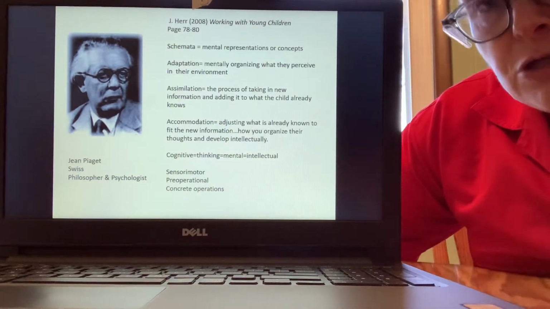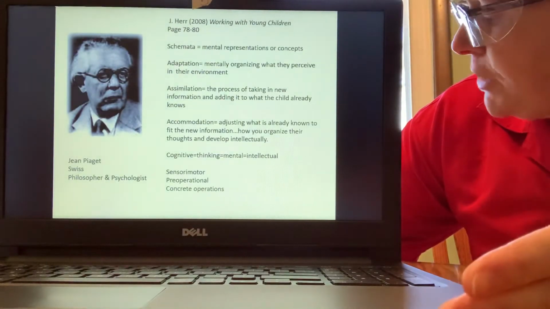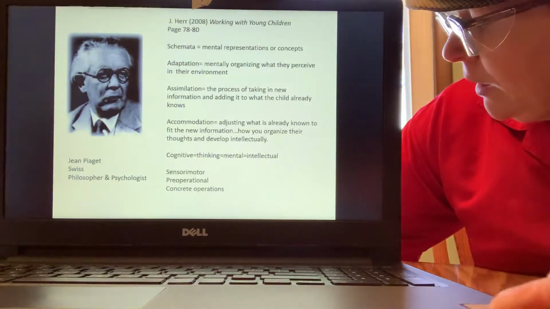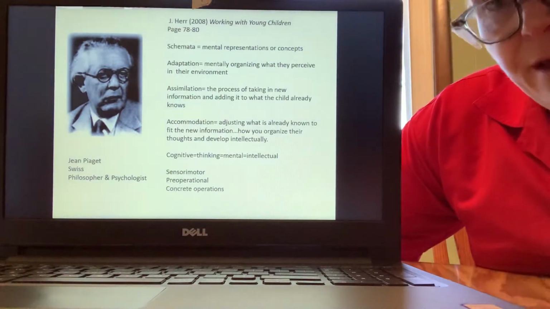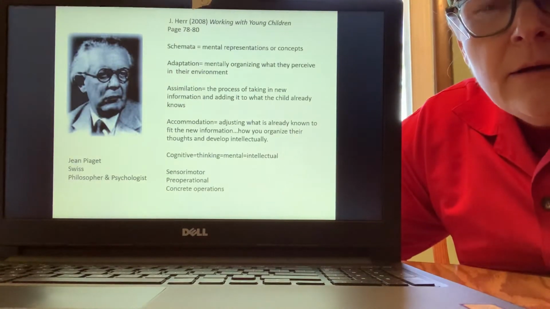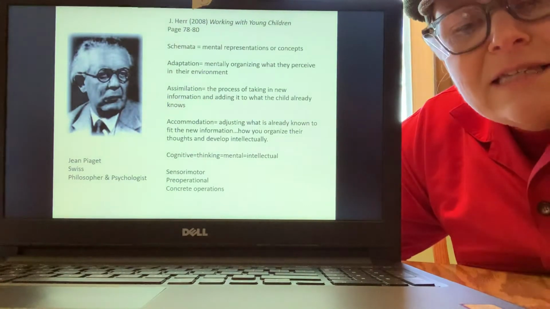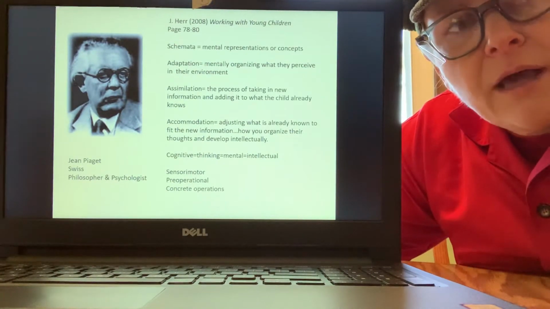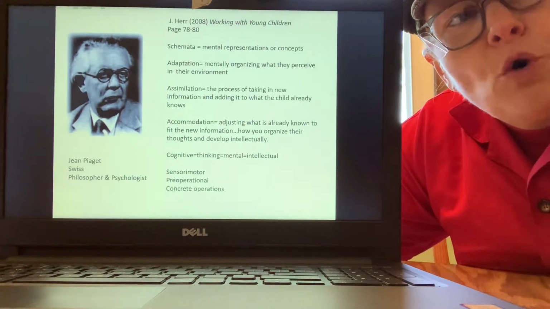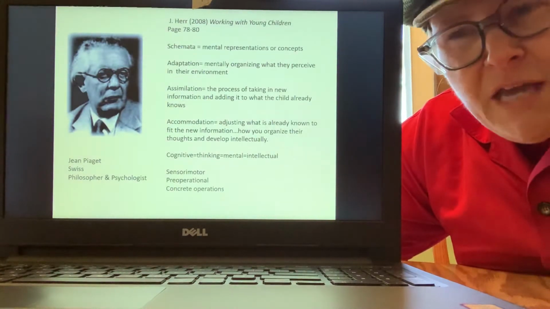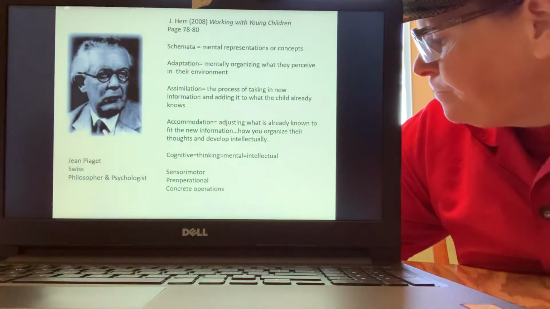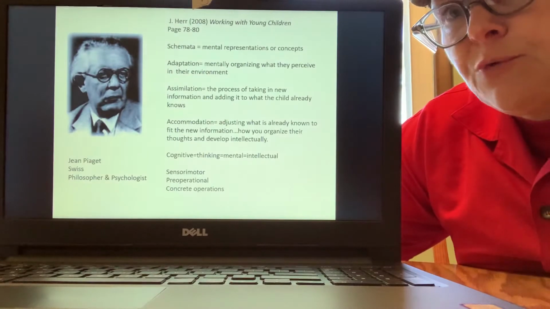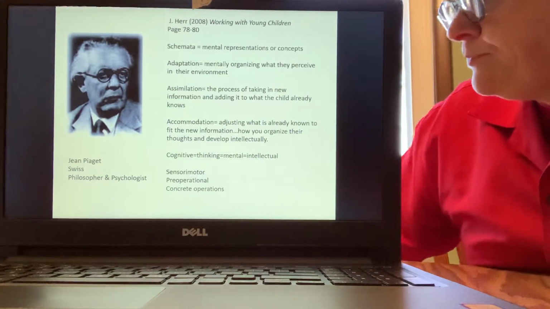Concrete operations is our children around age 7 up to age 12. They begin to reason logically about concrete objects. Okay, so they need visuals, they need to see things concretely. Okay, it can't be abstract. They can't understand something going on in another city they've never been to. It's not concrete enough for them. So logical reasoning begins. Okay, so that is Piaget.